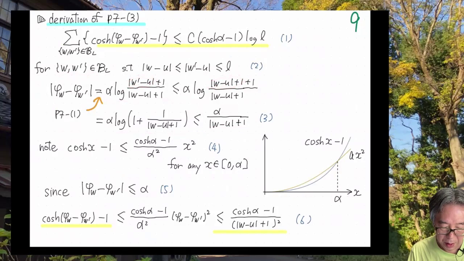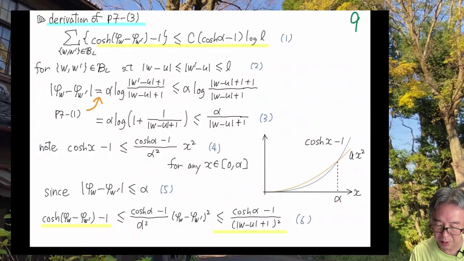I also note that this quantity is always upper bounded by a constant times x squared when x runs in this range. This is a very simple inequality. You can prove this by drawing a graph. So this is a graph of hyperbolic cosine x minus 1, and this is alpha.